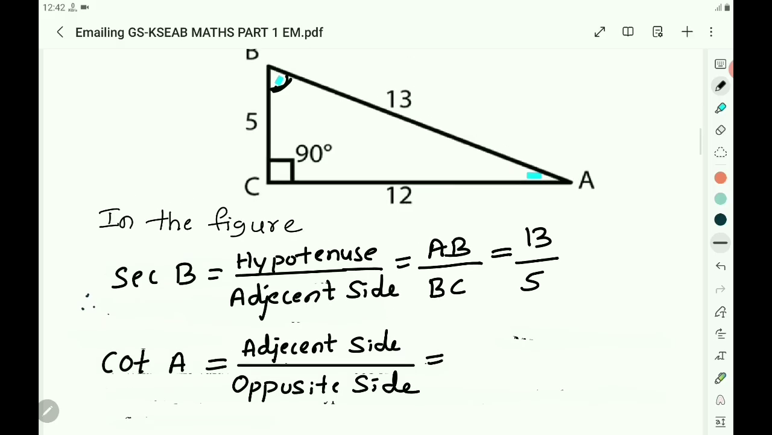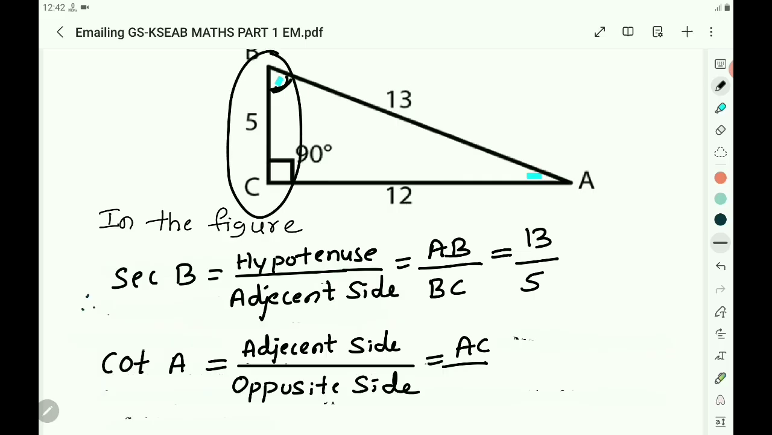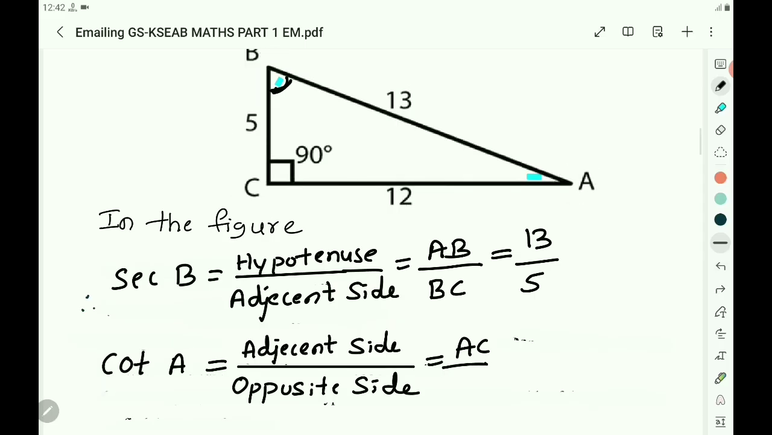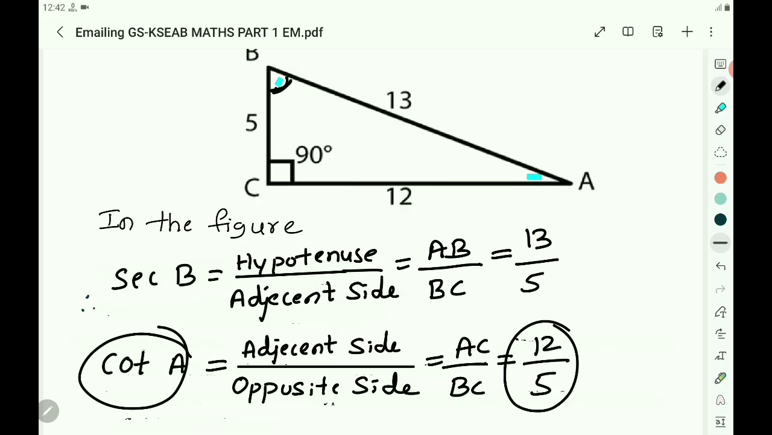Then the adjacent side is AC. For angle A, this is the side attached to it other than the hypotenuse. The adjacent side for the angle A is AC and the opposite side to the angle A is BC. AC by BC, AC is 12, BC is 5. Then cot A is equal to what? 12 by 5. Cot A is equal to 12 by 5 and secant B is equal to 13 by 5.